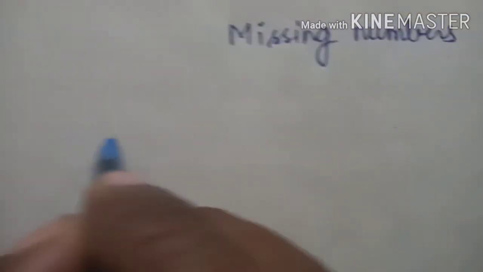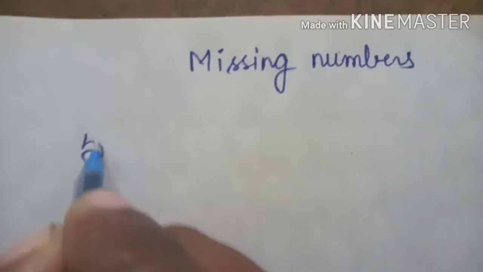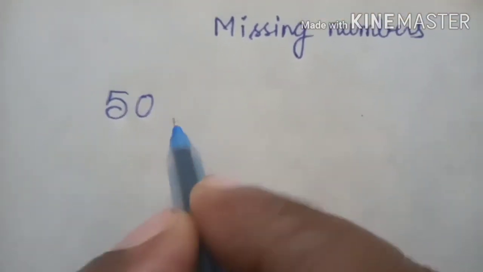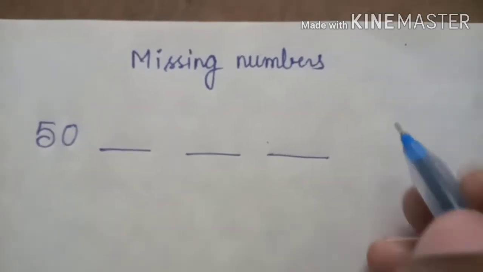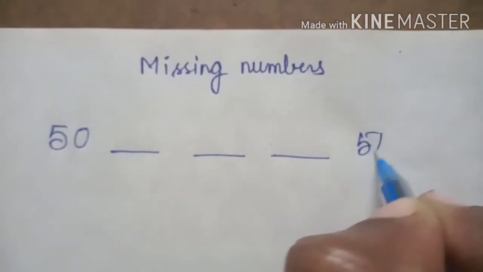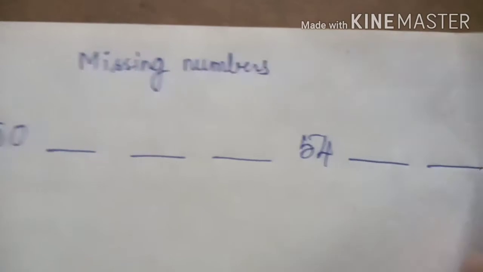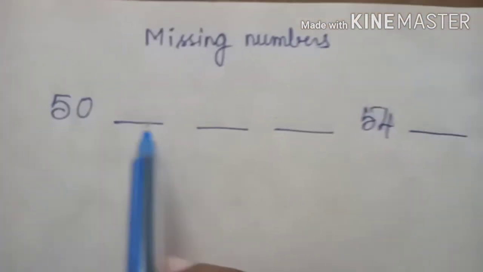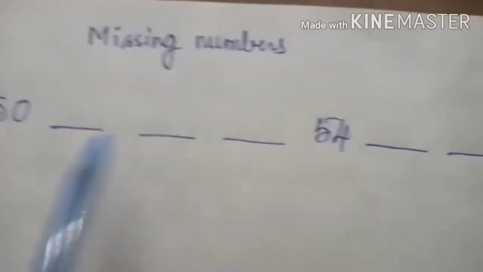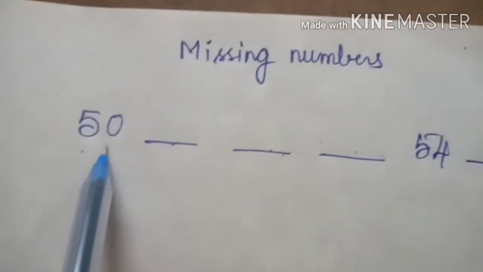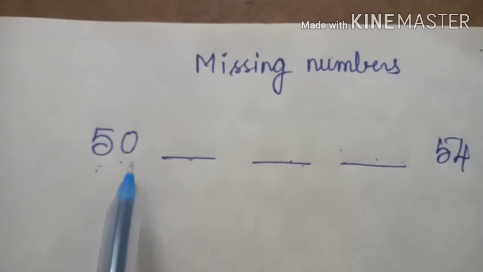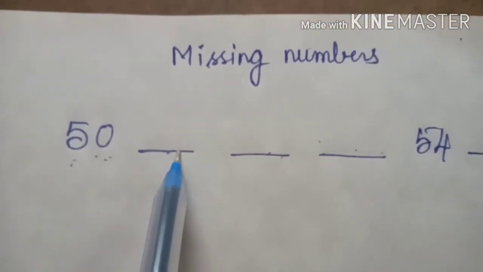So here I am giving you 50, dash, dash, dash, 54, dash, dash. Now what you have to do is fill these blanks. You have to write the missing numbers. Here, what is the first number? This is 50. So after 50, what will come?